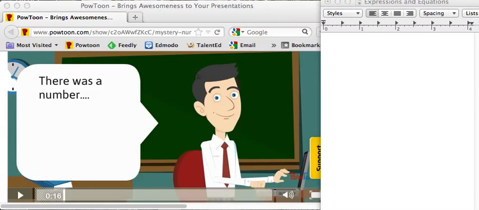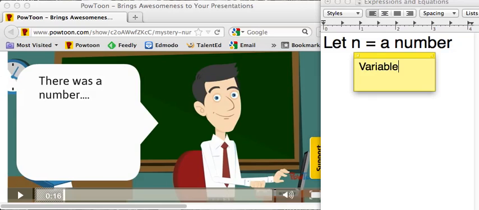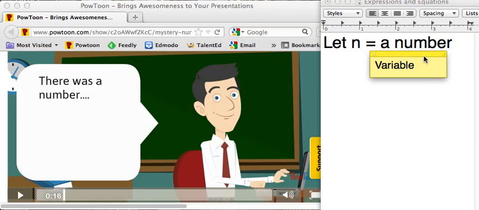And we're going to see how it helps us with lesson 4.1 on page 108 in your book, Expressions and Equations. So I'm going to take a look at the first mystery number, and whenever we see there was a number and we don't know what the number is, we're just going to say let n equal a number. And when we do that, that's what's known as a variable. We don't know what the number is, so we just define it as n.